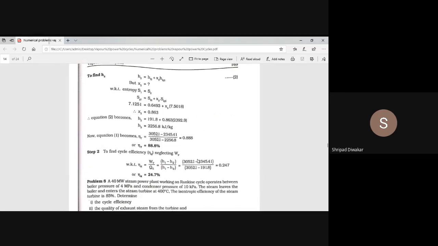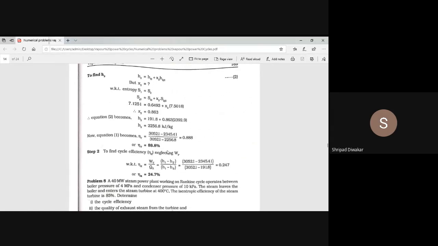Okay, 3052.1 is H1, minus H2 dash, whatever we calculated, and then H1 minus H2. We are getting the efficiency as 88.8 percent. This is the efficiency of the turbine, but the efficiency of the cycle is different. Efficiency of the cycle is given by net work done divided by heat supplied. Net work done is WT minus WP. In this problem, we neglect the pump work. You remember the pump work is always negligible in the case of a steam power plant. The quantity is very small compared to the turbine work.